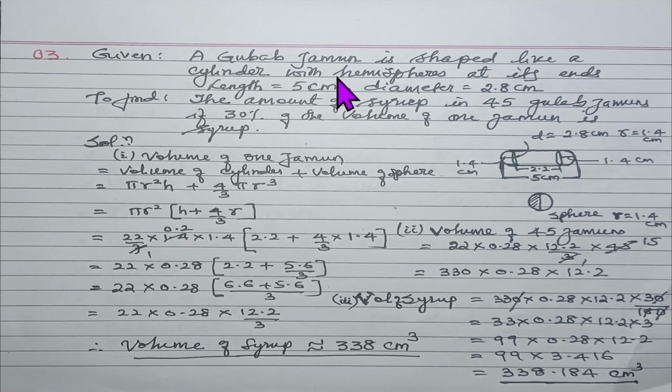Now what we have to find is the amount of syrup. The amount of syrup of 45 gulab jamuns we have to find, and the volume of the syrup is 30% of the total volume of the 45 gulab jamuns.